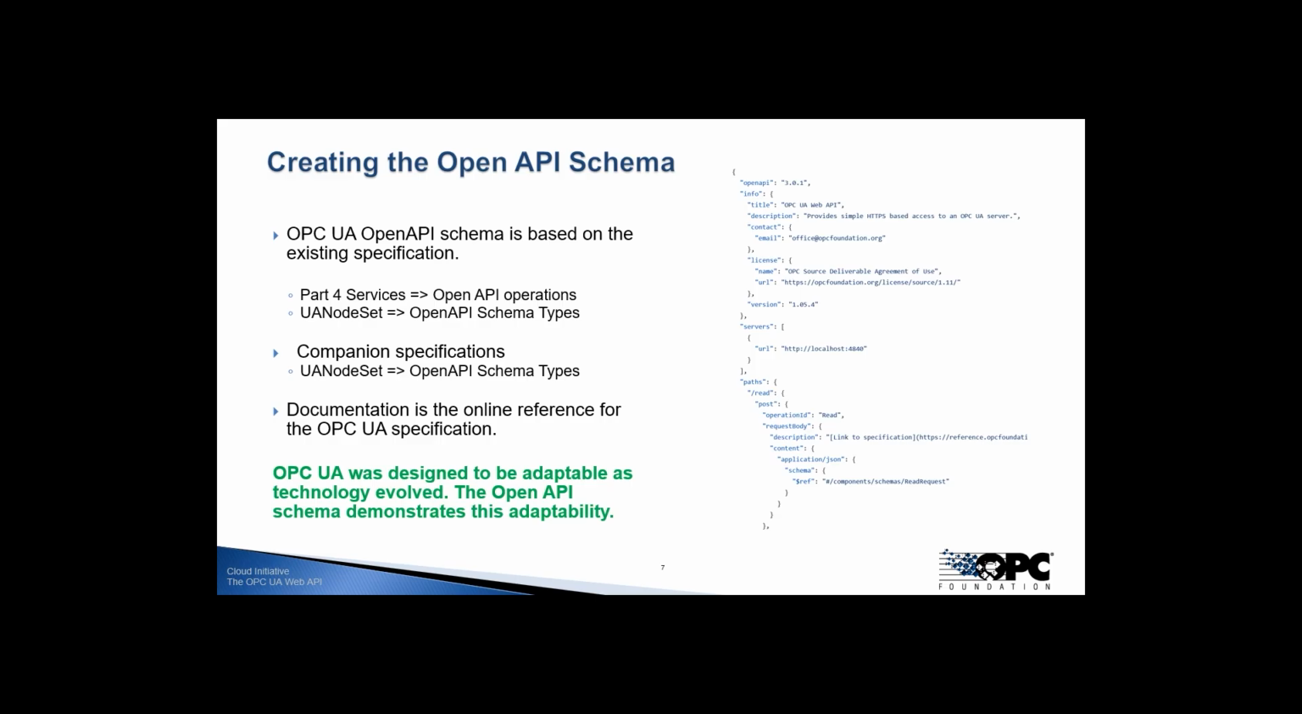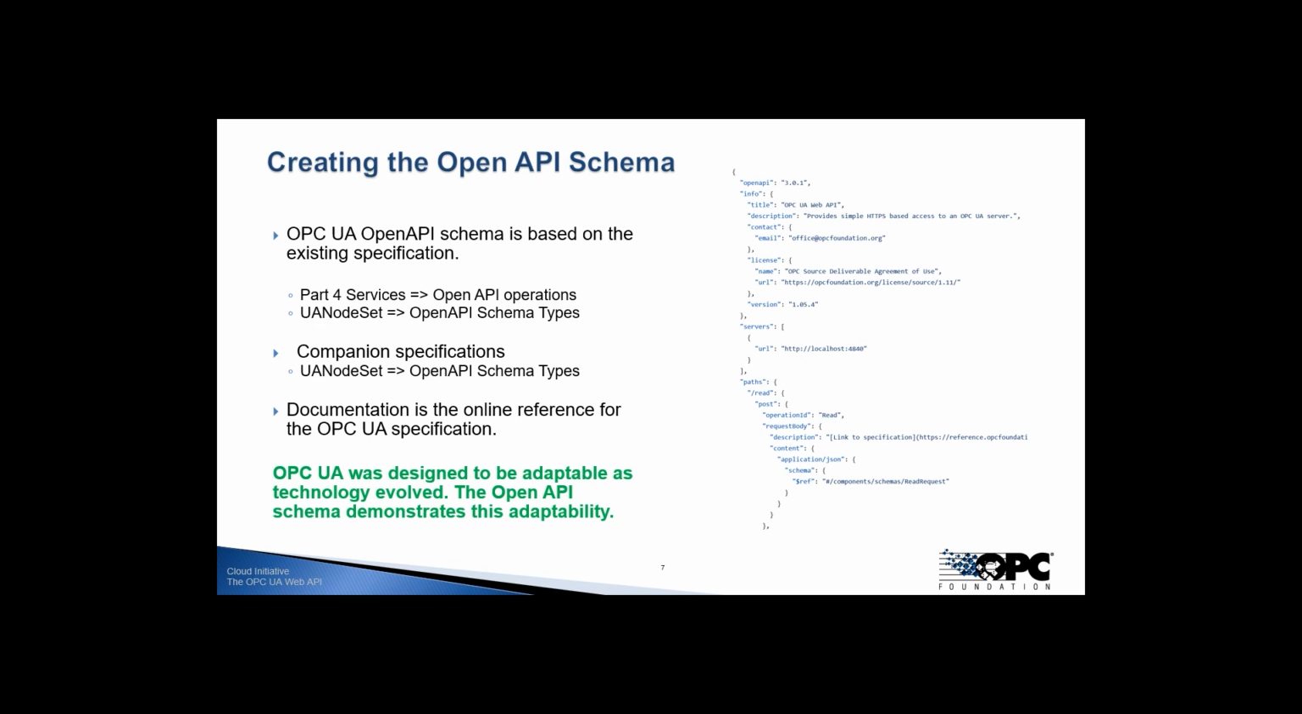So all of the investment that has gone into developing information models in OPC UA can immediately be used in the OPC UA Web API environment, because we've got the tooling to allow you to declare these OpenAPI schemas that can then be ingested by these various tools. On top of it, all of the schemas that we're generating will have links back to the online reference for the OPC UA specification. So you're not only generating a schema, you're generating a schema that gives you links to very detailed descriptions of every element that's in the schema.